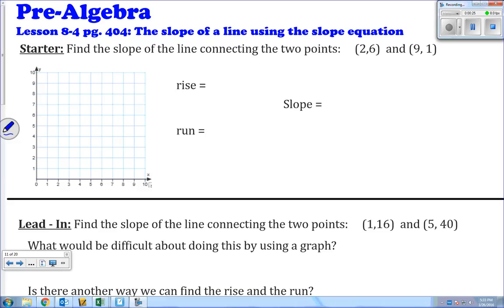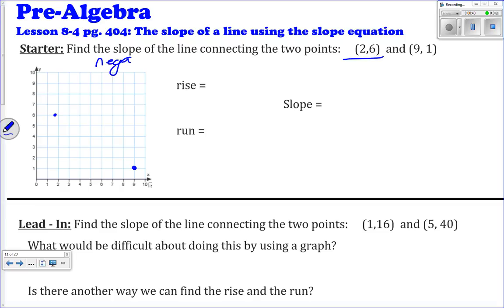Okay, so a starter here, find the slope of the line connecting the 2 points. So we're going to plot our 2 points. 2, 6, so over 2, up 6, and 9, 1. I go over 9 and up 1. So we can tell already that this line is going down, which means it's going to be a negative slope.